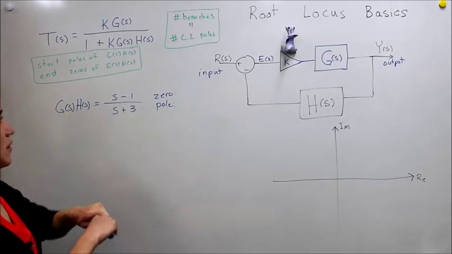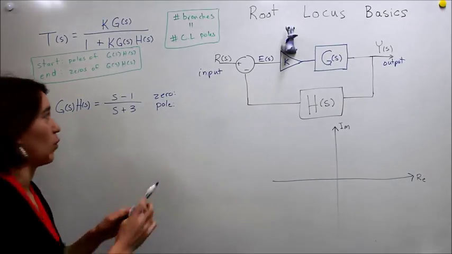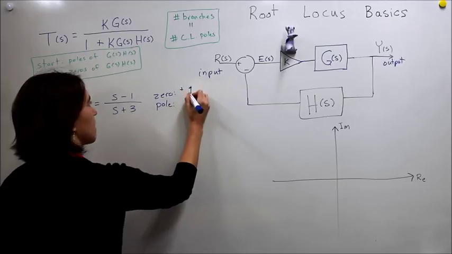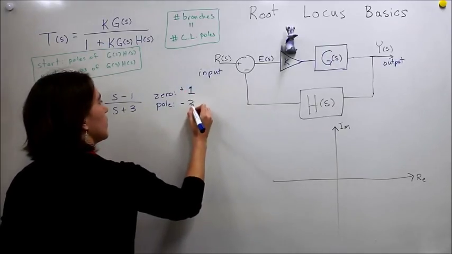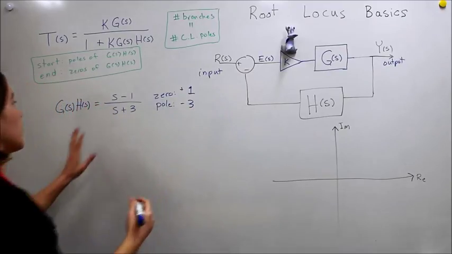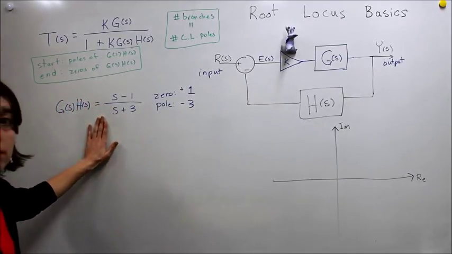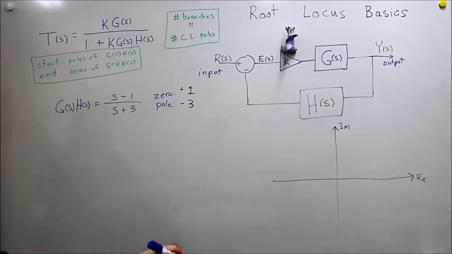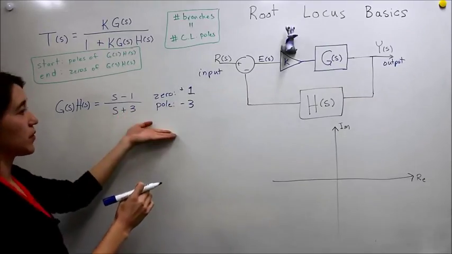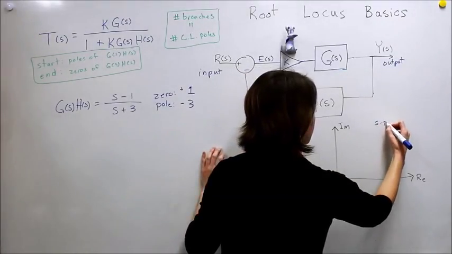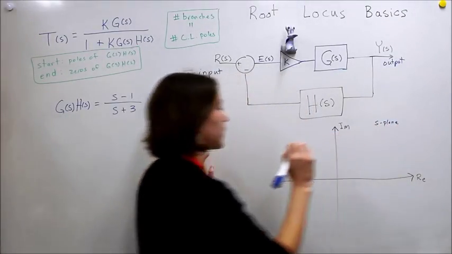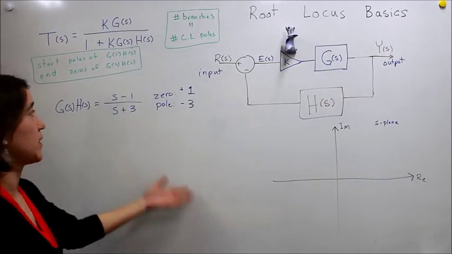So here it is. Our zero, we can see easily, is positive 1, and our pole is at negative 3. Note this would be a stable function on its own, so that's good to know. What we'll do first is, here's our S-plane, and we will simply draw those two points on the plane.